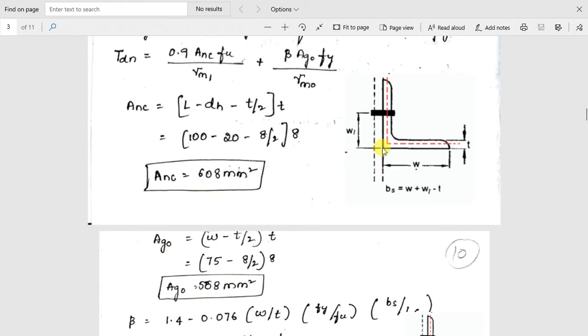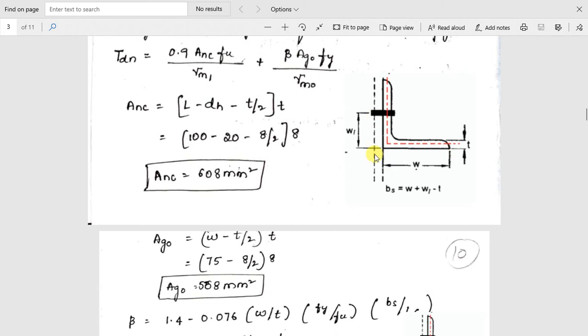So first, that means once again you have to calculate the net length from this particular point till here, and then multiply with thickness, you will be getting the gross area of outlet. So W is nothing but 75 in this case, minus this particular length you have to deduct, because we need the area from this particular point till here.